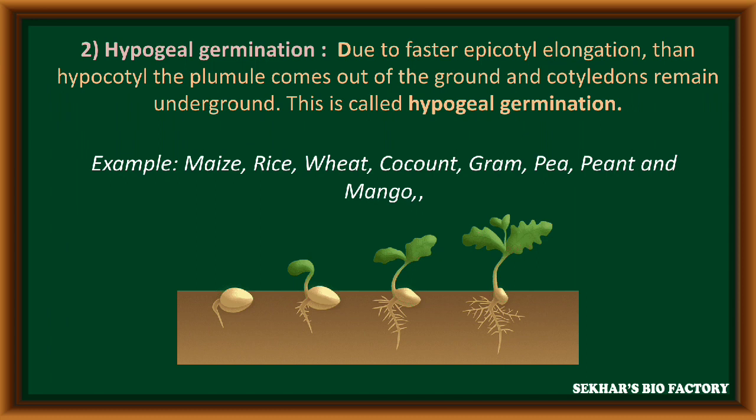The second type is hypogeal germination. Due to faster epicotyl elongation than hypocotyl, the plumule comes out from the ground and the cotyledons remain present under the soil. Such type of germination is called hypogeal germination. This hypogeal germination is generally seen in maize, rice, wheat, coconut, gram seeds, pea seeds, peanut and mango plants.